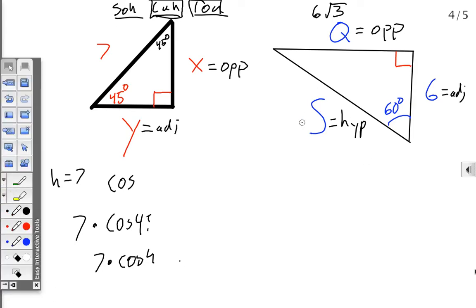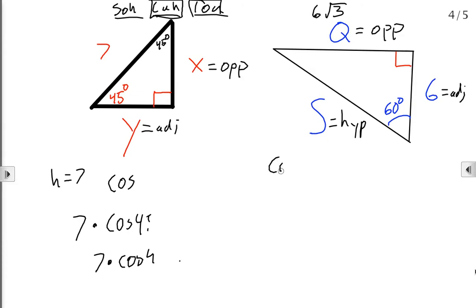So if we want hypotenuse and we know adjacent, those are found in this word, adjacent and hypotenuse. So it lets us know that the cosine of 60 degrees is equal to adjacent over hypotenuse, so in this case 6 over big S. Now this one's a little bit different because it doesn't say divided by 6, it says divided by S. So we need to get rid of that by multiplying by S on both sides.